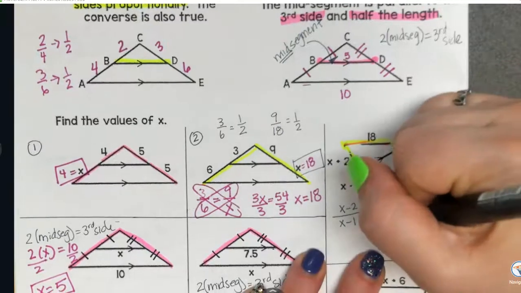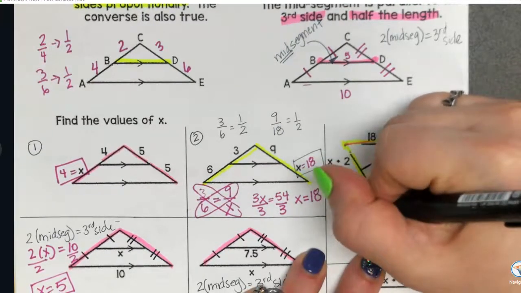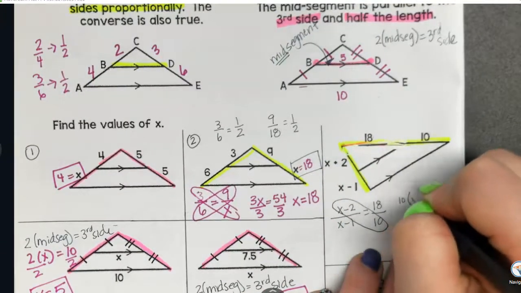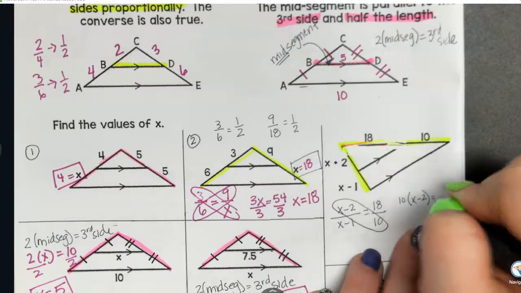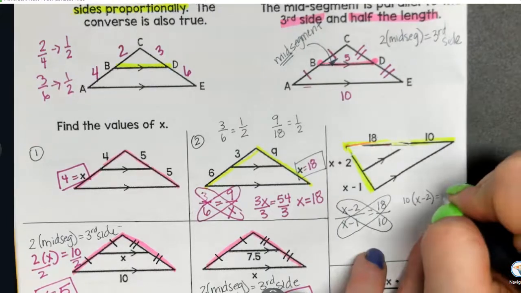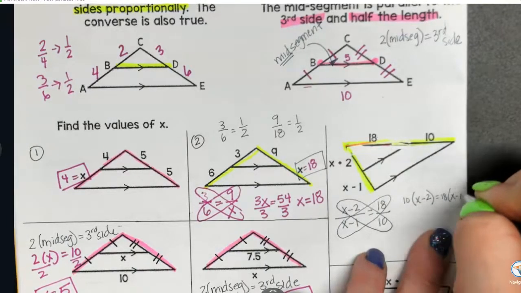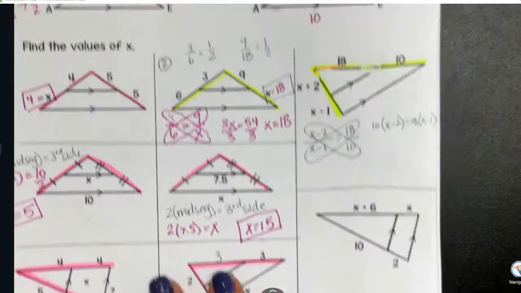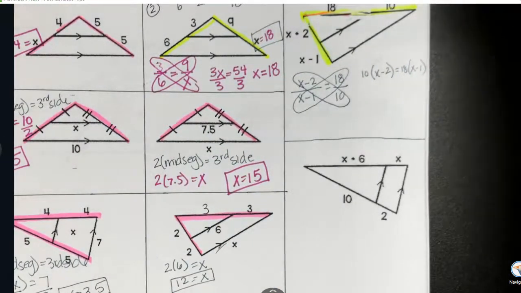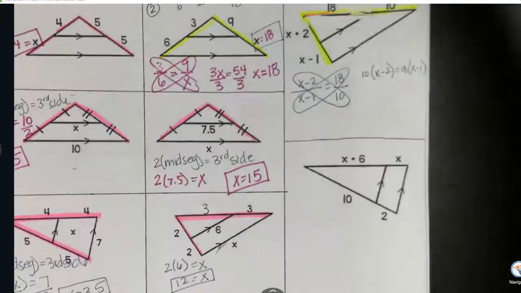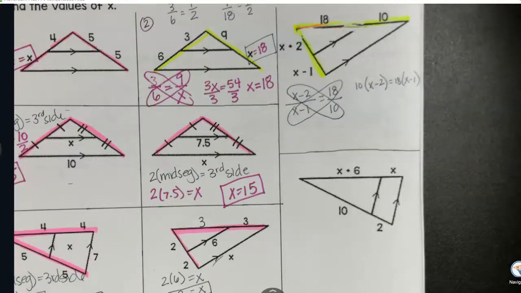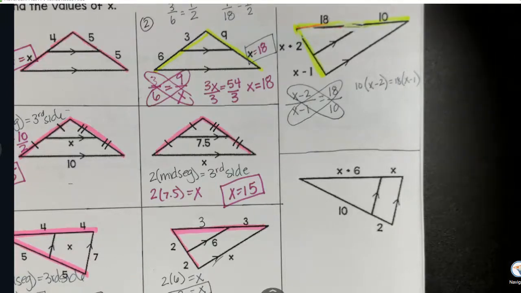So we're going to cross multiply. Okay. So now I have 10 times x minus 2 and 18 times x minus 1. Oops, got to fit. All right. Guys, now it's just math, and we know how to do this math. Let me focus a little bit better. Focus, focus, focus. All right, that's as good as we're getting.